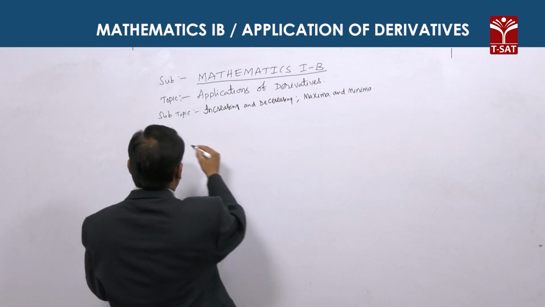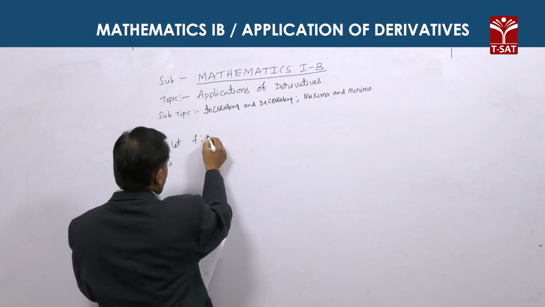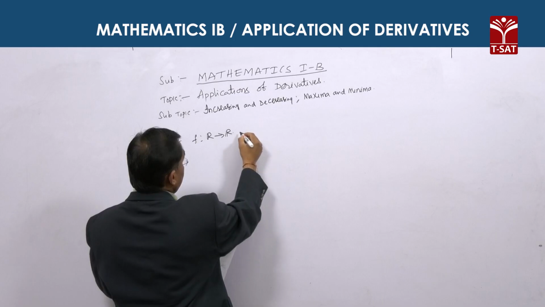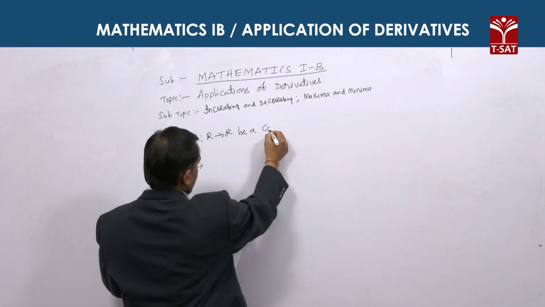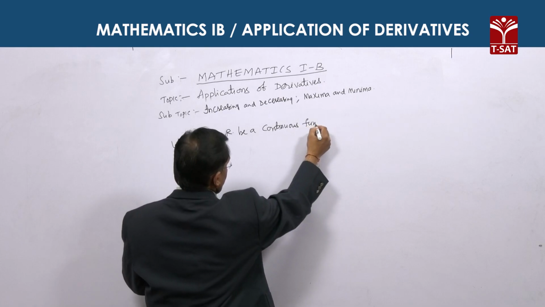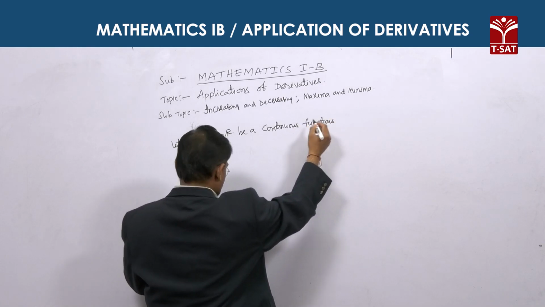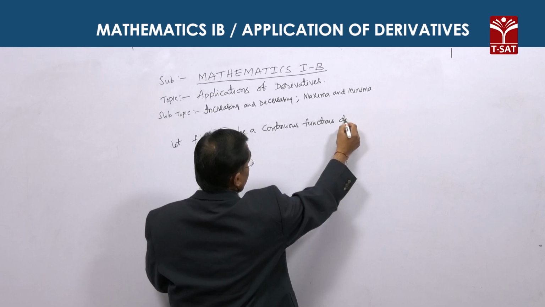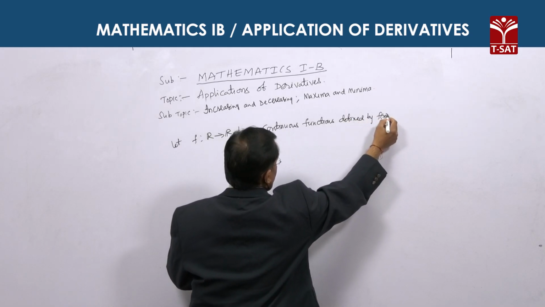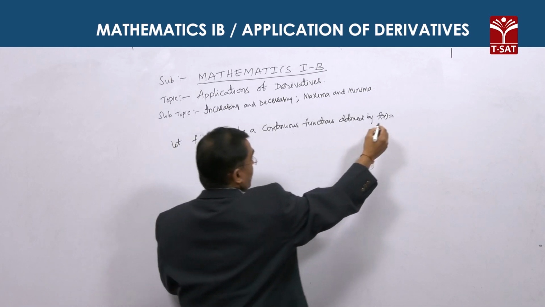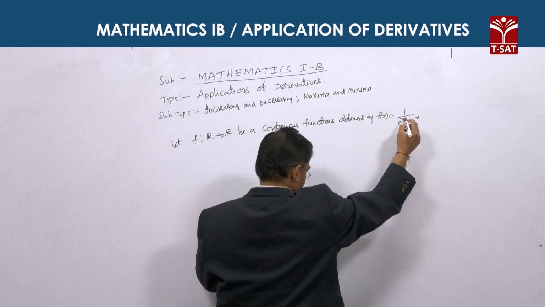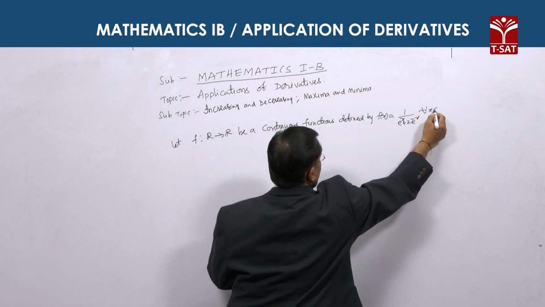Next problem. Let f from R to R be a continuous function defined by f of x is equal to 1 by e power x plus 2 e power minus x for all x belongs to R.